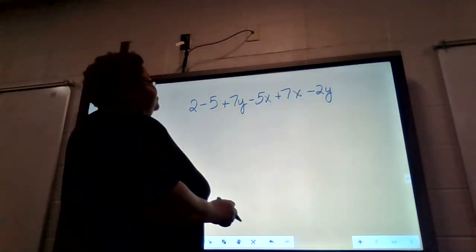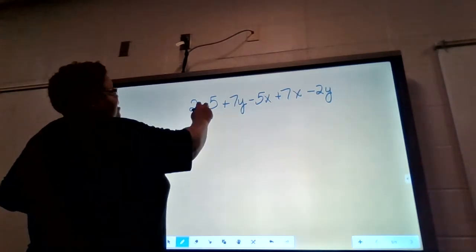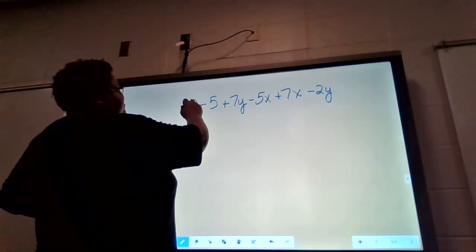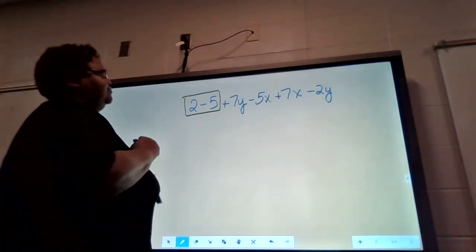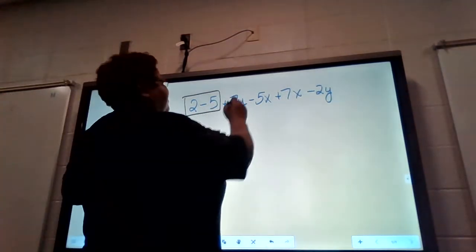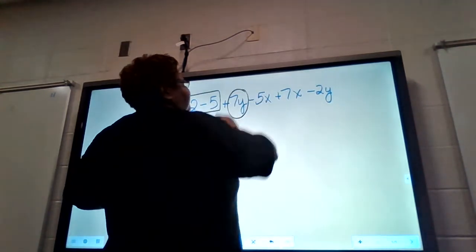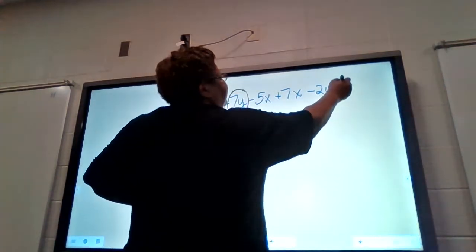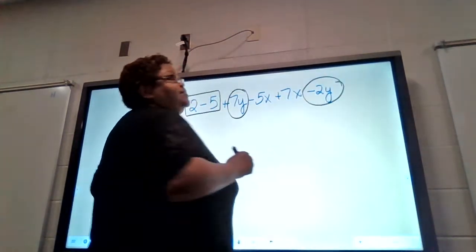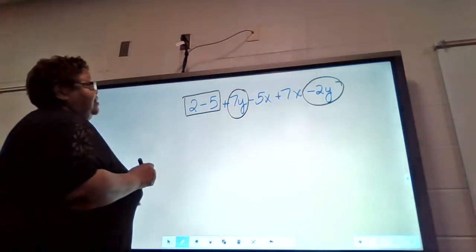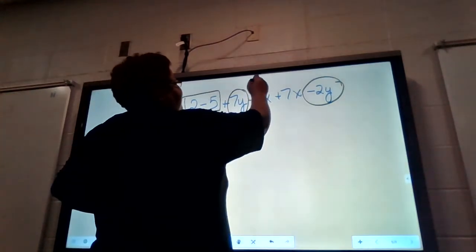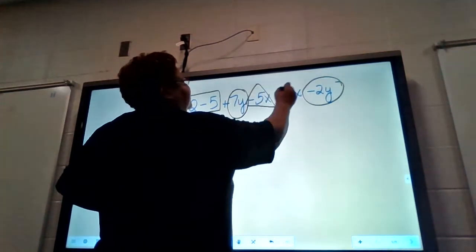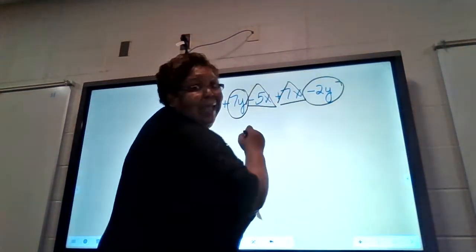Okay, so here, these two are integers. So I can just do that. Now I have a y. I'm going to circle this one. Let's see if I have anything else with a y. That negative 2y. You see that? Okay. Now I have my two x terms. I have my 5x. I'm going to put a triangle there.